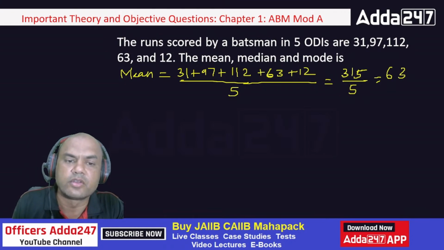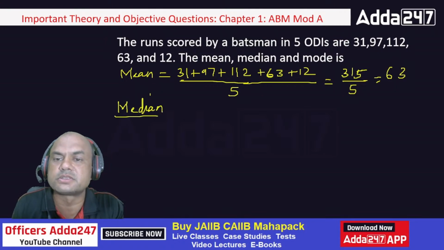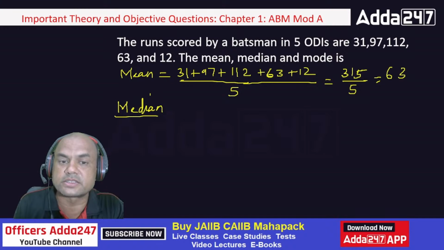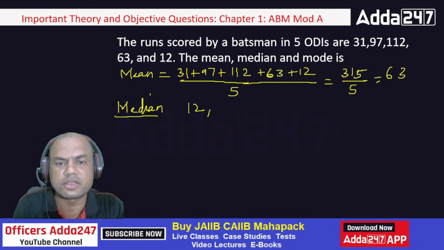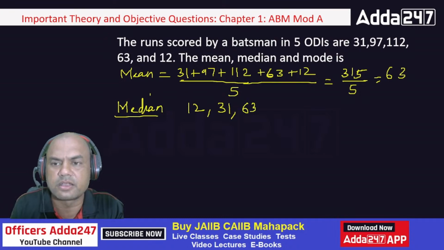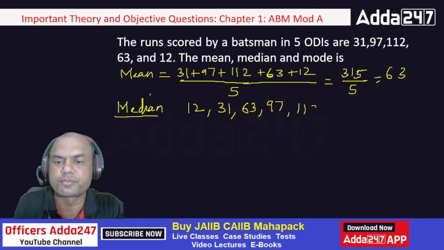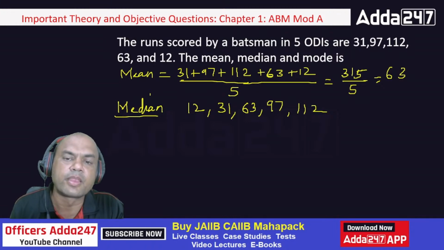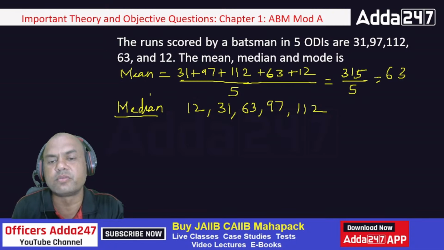What is my median? For median, always remember there is a rule. First, you have to arrange the numbers in sequential order. It can be ascending or descending, but in sequence. So let's arrange them in ascending order: 12, 31, 63, 97, and the last one is 112. So these are the 5 numbers. Now the central number will always be the median. Which is the central number? 63. So this is the median.